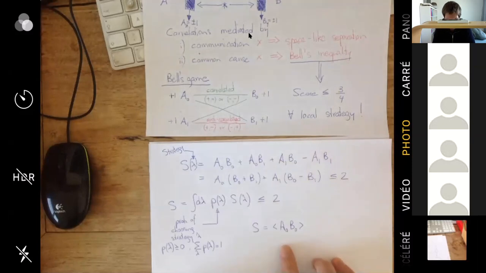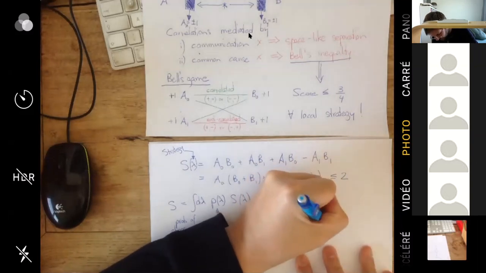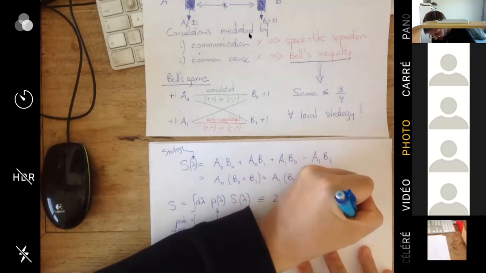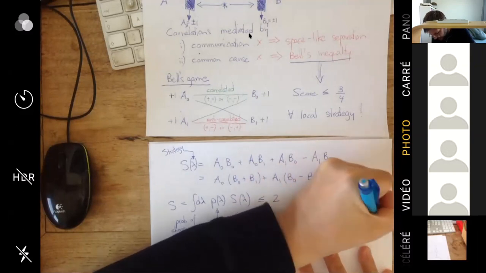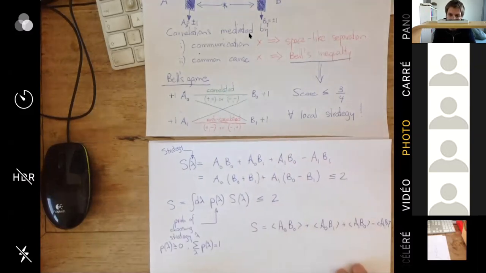So when I do that, I get that S is given by the following thing. It's the average of the product A0, B0 plus the average of A0, B1 plus the average of A1, B0 minus the average of A1, B1.